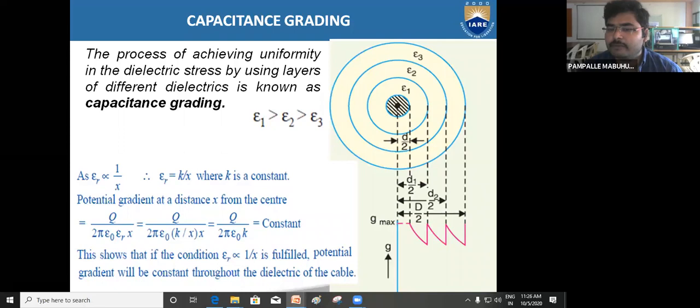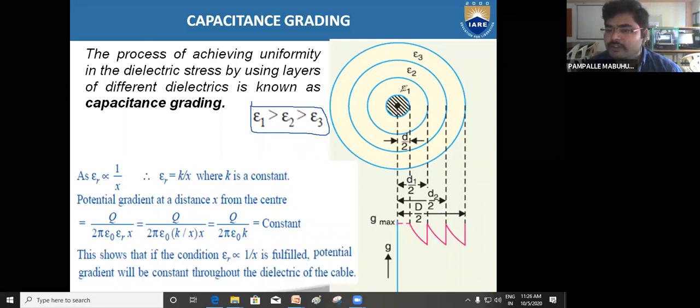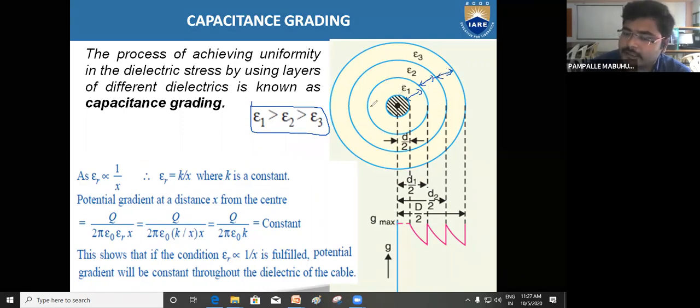Okay, so each dielectric will have different permittivities, right? Now you have to arrange these different layers of dielectrics in such a way that the inner layer dielectric strength will be greater than the outer layer. So if you are using three dielectrics here in the figure, these three dielectrics will have permittivities epsilon 1, epsilon 2 and epsilon 3. Now you have to arrange these dielectric materials in such a way that the inner layer has higher permittivity than the next layer. Okay, so epsilon 1 will be greater than epsilon 2 and epsilon 2 is greater than epsilon 3.